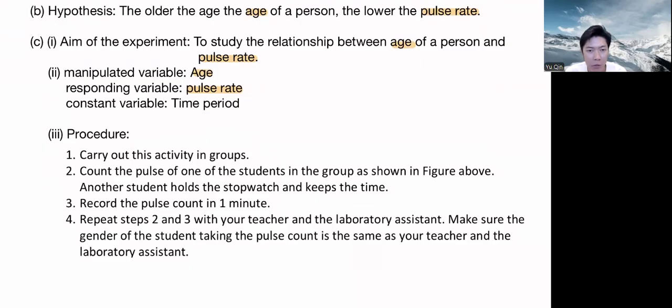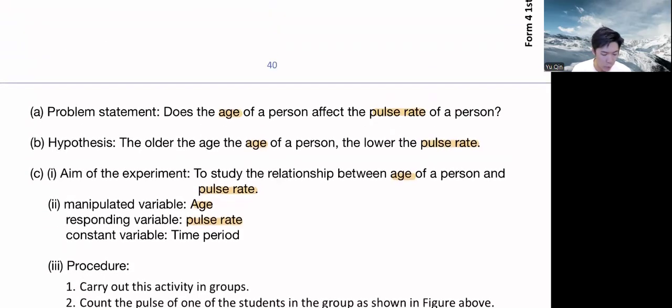Estimate how much you need to write. Then you do this later, like when you're free. You can copy down the procedure. Okay. So that will be your number 3.